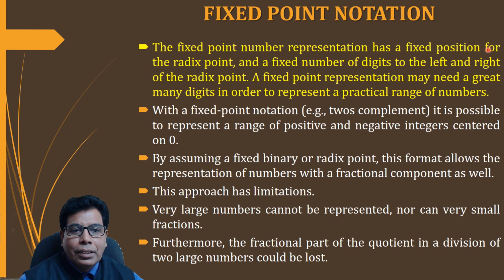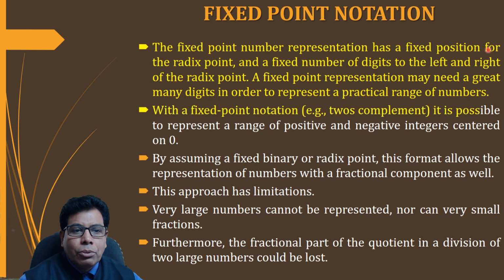In scientific calculations, we have a great range of numbers, such as scientific constants, for example Avogadro's number, that is 10 raised to 23. So the practical range of numbers is very large. That's why they cannot be represented with fixed point numbers.